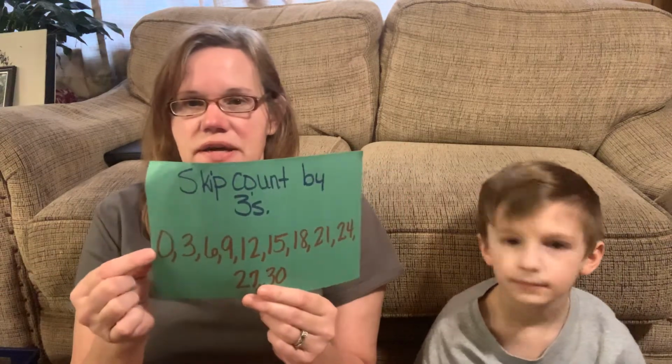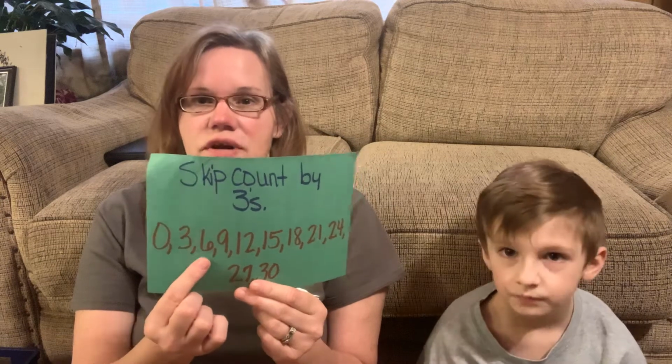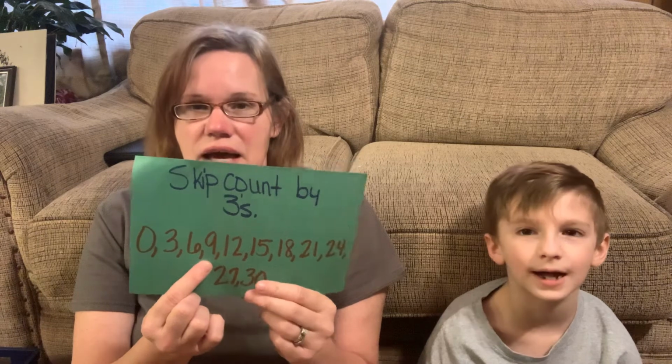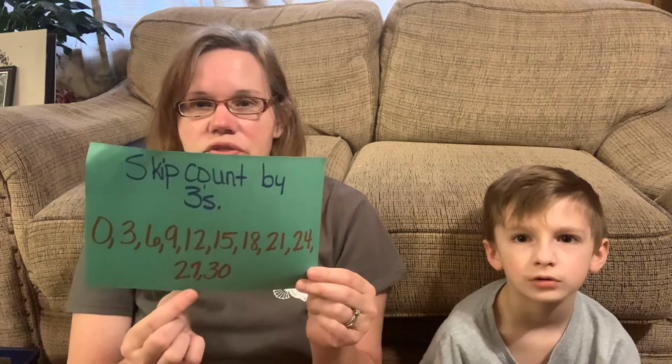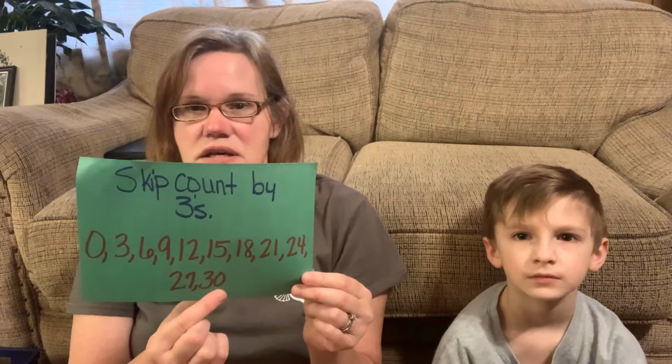3 times 0 is 0. 3 times 1 is 3. 3 times 2 is 6. 3 times 3 is 9. 3 times 4 is 12. 3 times 5 is 15. 3 times 6 is 18. 3 times 7 is 21. 3 times 8 is 24. 3 times 9 is 27. 3 times 10 is 30. So see how skip counting is important?